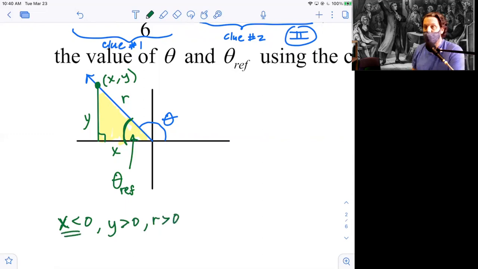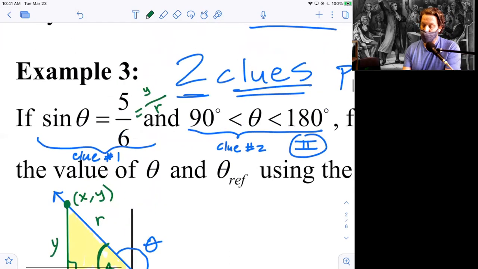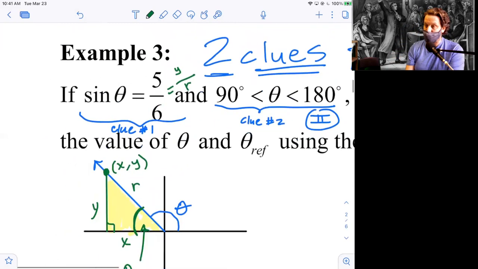But notice x is negative. That's interesting. In geometry, you can't have a side length of a triangle that's less than 0, right? A negative side length doesn't make sense. And it still doesn't make sense to have a negative length. But x and y are vectors. They're directed distances. So telling me that the ratio of sine is 5/6, I know that y is 5 and r is 6.